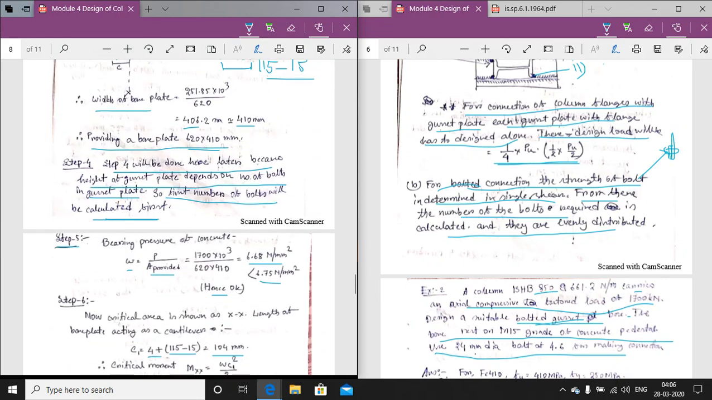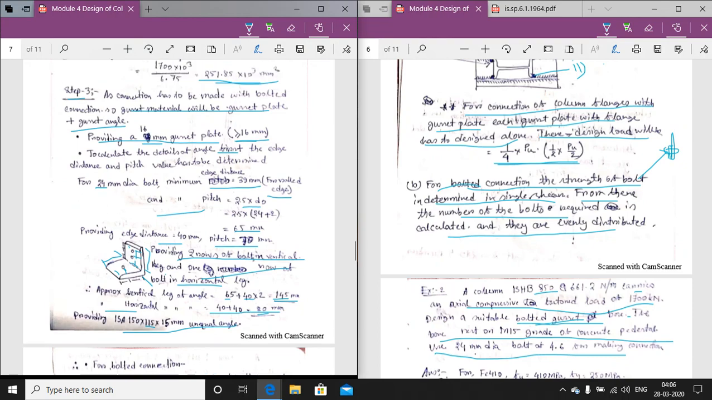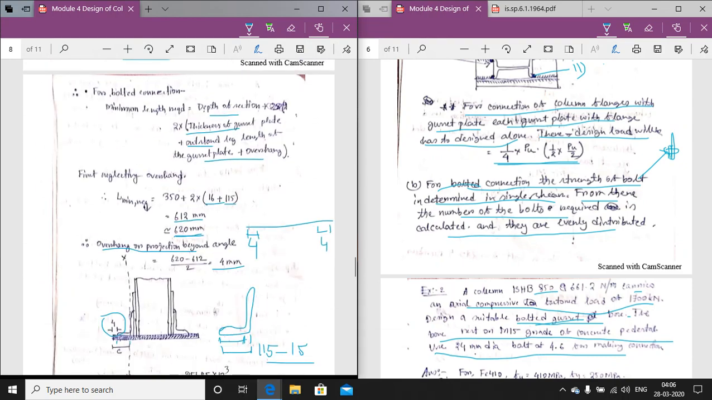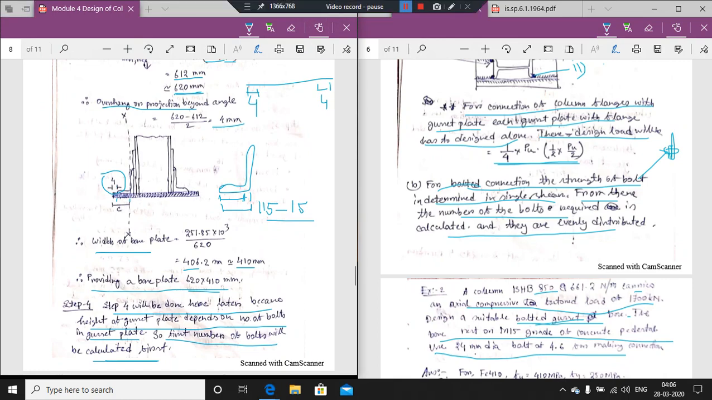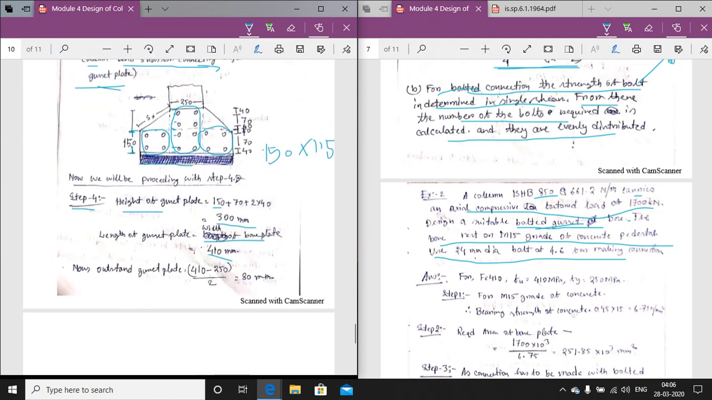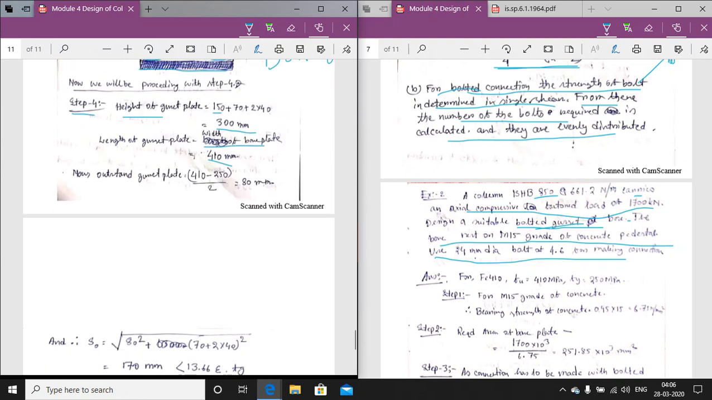So if the column is provided like this, and the connection is provided like this type of connection, then this will be the width of the base plate. So the width of the base plate is equal to 410 mm.